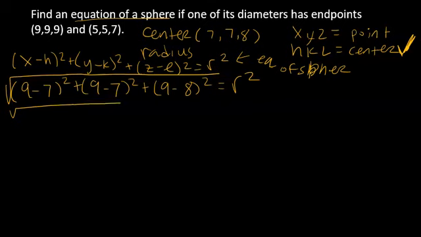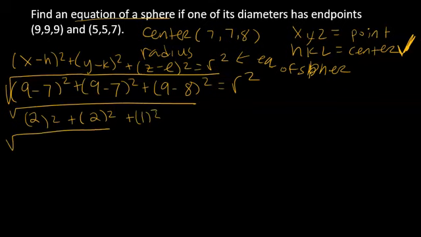So when I have this 9, 9, 9 first, what does it give me? It gives me 2 squared plus 2 squared plus 1 squared. What does that give me? It gives me 4 plus 4 plus 1, which gives me 9. That's my r.